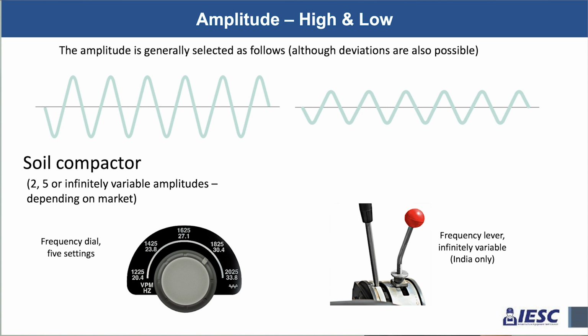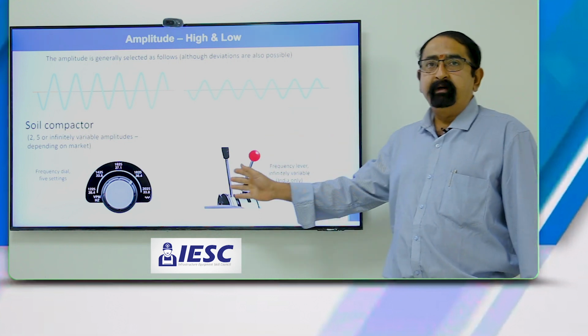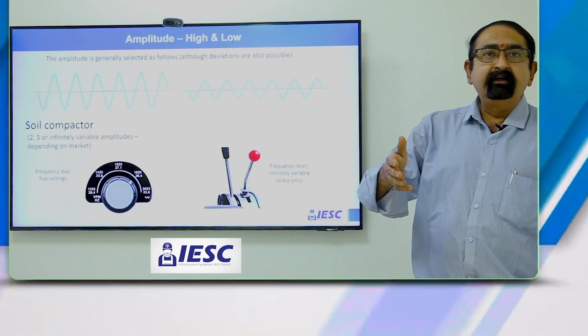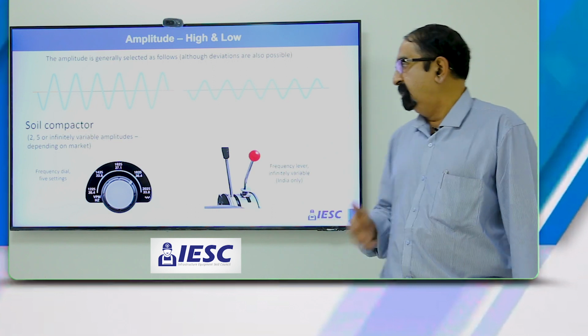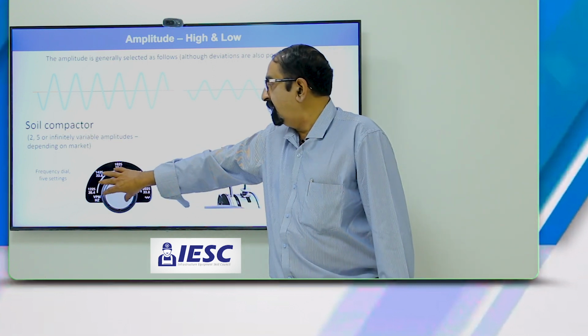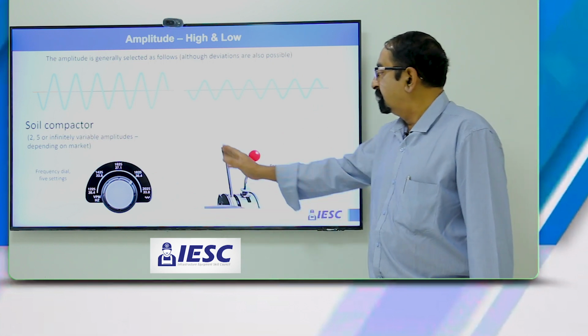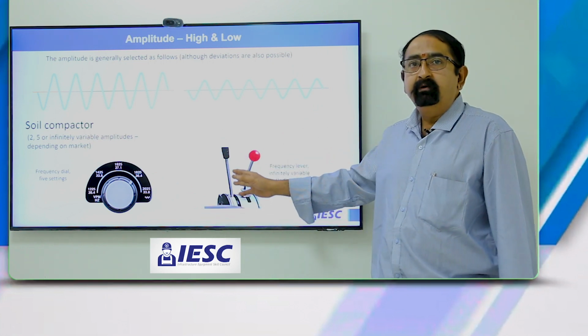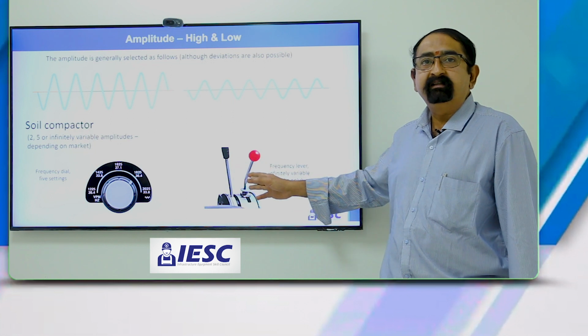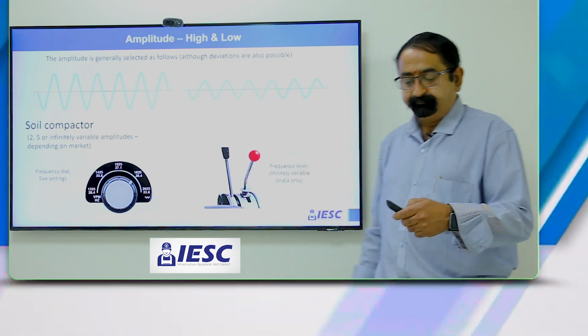Amplitude is generally selected for soil compactor where you need to have higher amplitude and lower frequency, and for asphalt compactor where you need to have lower amplitude and higher frequency. So on the machine we have the dial-in available for changing the frequencies, and by moving the vibration control lever you can get infinitely variable frequencies from 0 to 30 Hz.